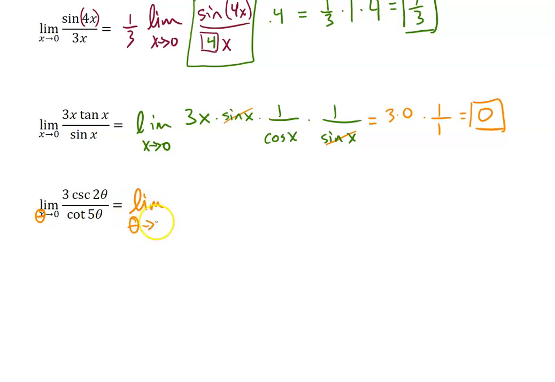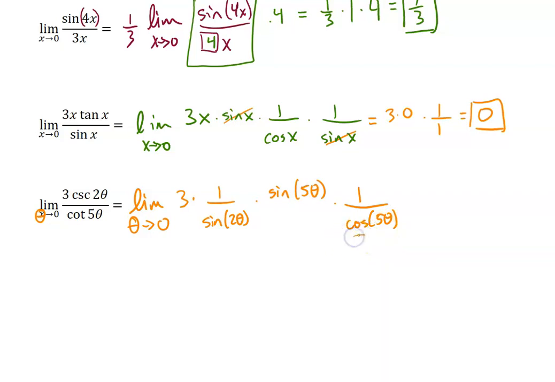theta approaches 0 of 3 times, now cosecant is 1 over sine, so 1 over sine of 2 theta, times cotangent is cosine over sine. Since that's in the denominator, think of it as moving tangent up to the numerator, and then we have sine of 5 theta times 1 over cosine of 5 theta. Okay, now, nothing cancels out.